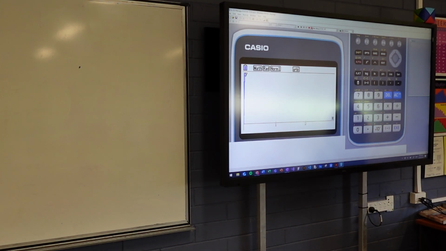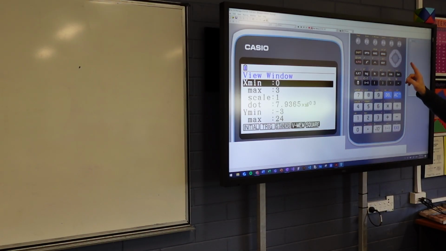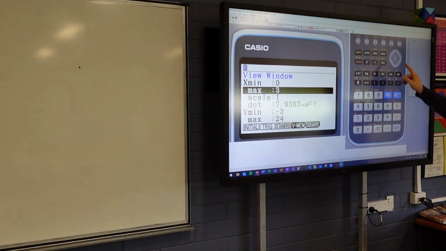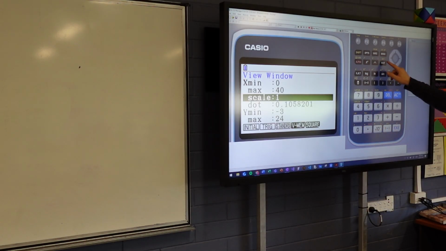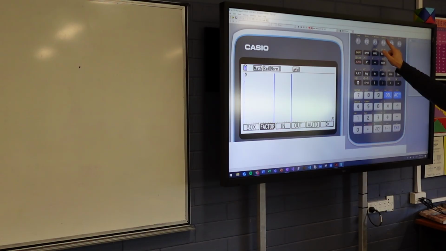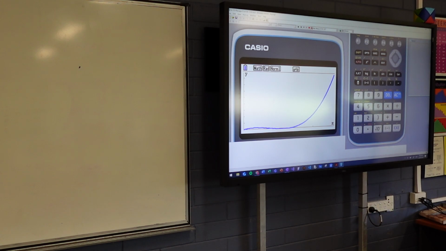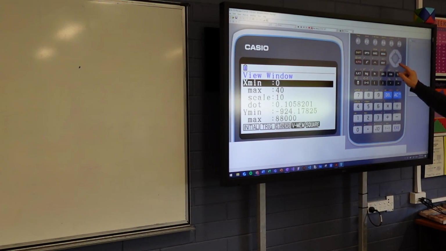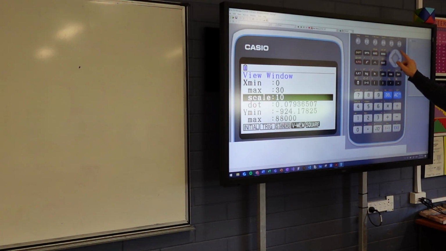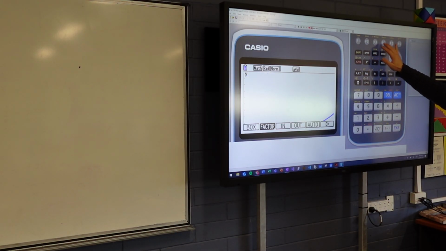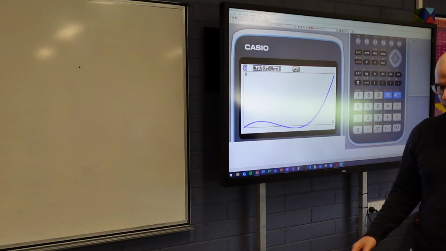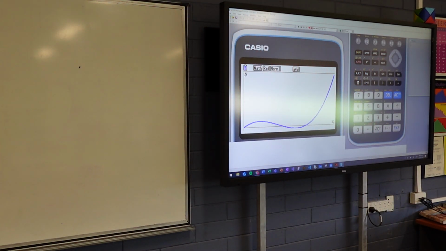My calculator is not set up that great, so I'm going to go V window, and I'm going to take it all the way across to, I'll just say 40. Zoom, auto, sort of, doesn't need to be that big. Let's go 30, zoom, auto, alright, cool, and that looks alright. So here's the function that describes the volume for any given size of X.